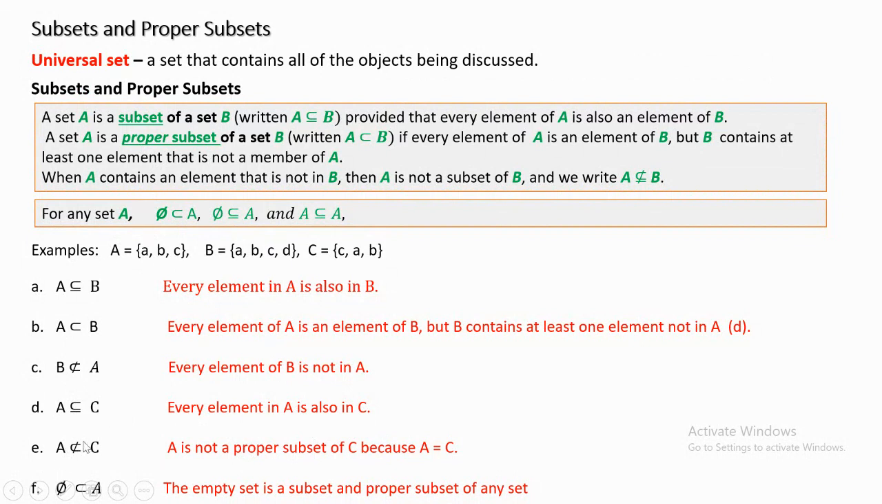For E, A is not a proper subset of C, because A equals C, right? If you notice, set A and set C have the same elements. These are considered equal sets. And remember, for it to be a proper subset, every element in A must be in C, but C must contain an extra element that's not in A. And this is not the case. And F, the empty set is a proper subset of A, and that's true because the empty set is a subset and proper subset of any set. That was this definition here.